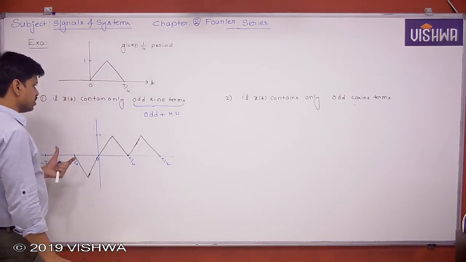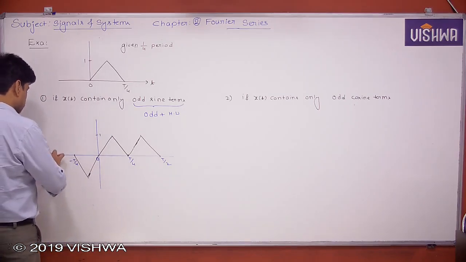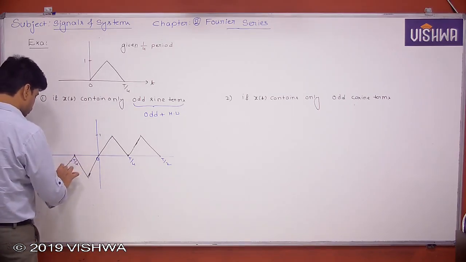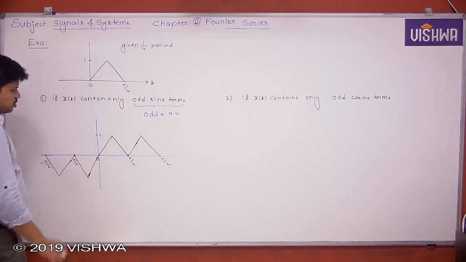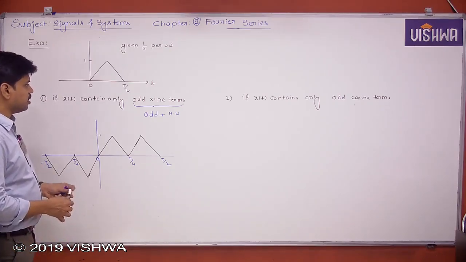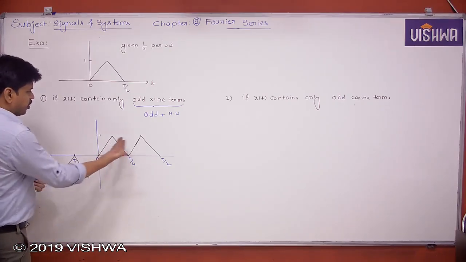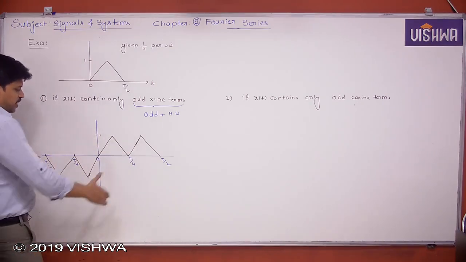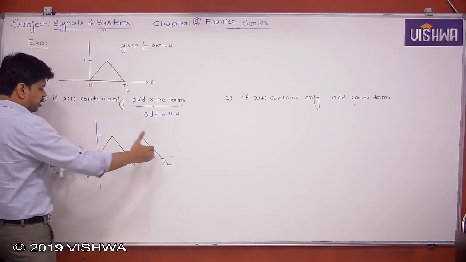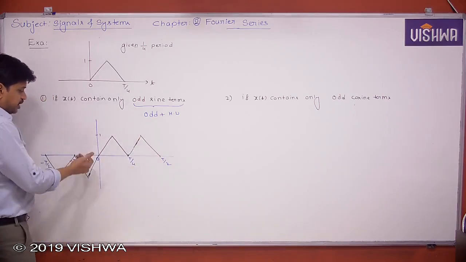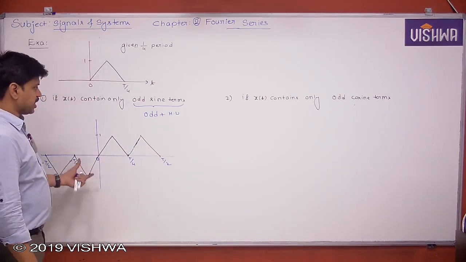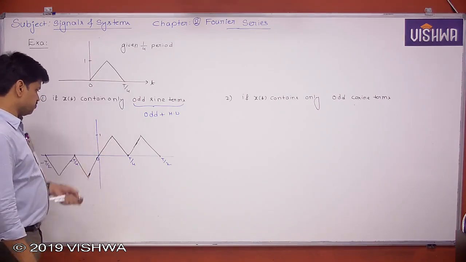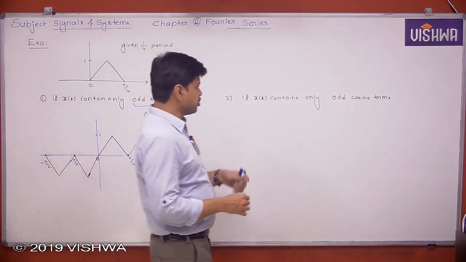Next, again it is odd symmetry, so for that we must have this kind of wave. Now let's check it out. Is it satisfying odd and half wave symmetry? If I fold this, I get the negative. Yes. If I take the total period, the half period has to be the same with the negative sign. Yes, this is satisfying odd and half wave symmetry. Clear.